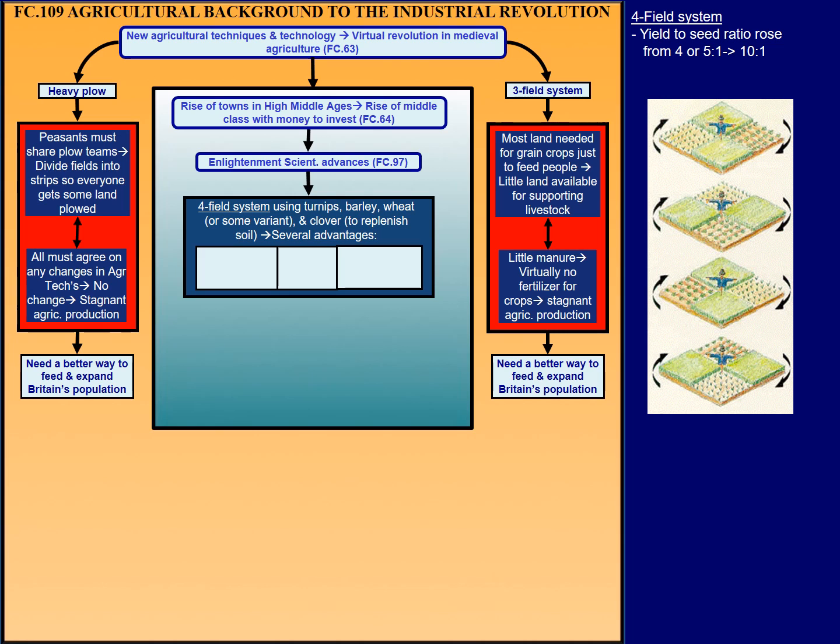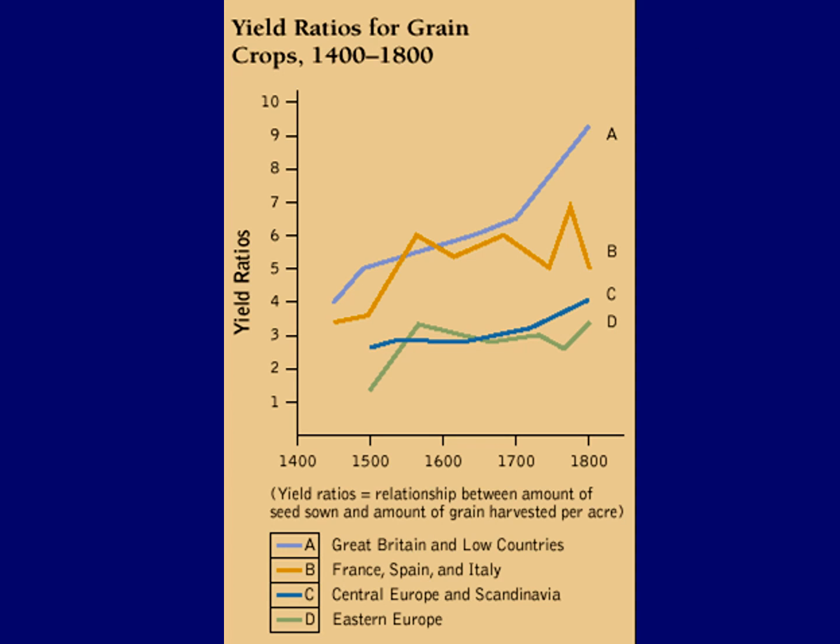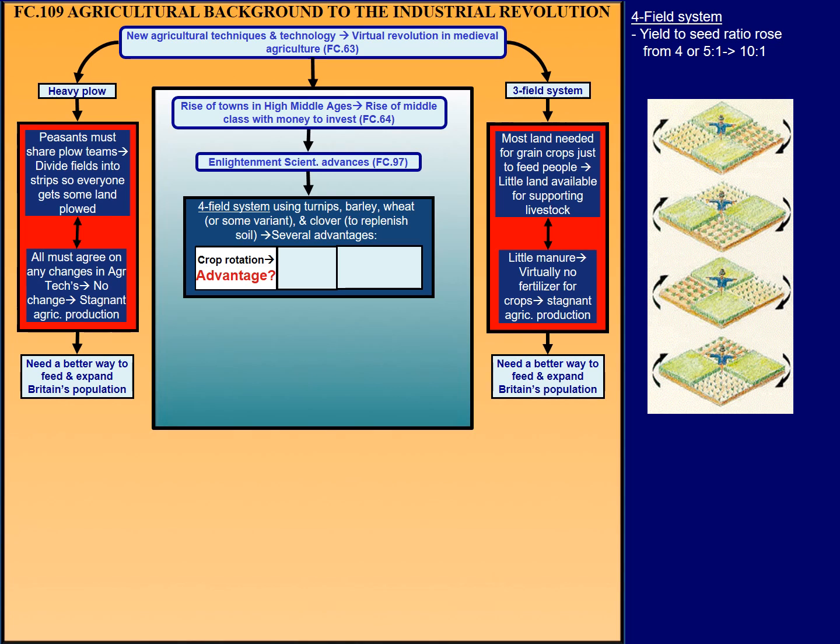Under this system, you divide your land into 4 areas, and over the course of the year, you'll grow turnips, barley, wheat, and clover. This will have several advantages. One is that you'll just get more food. Ratios go from something like 1:5 to 1:10. This is the result of one of the advantages of crop rotation, which is that it keeps nitrogen in the soil and keeps the land fertile.